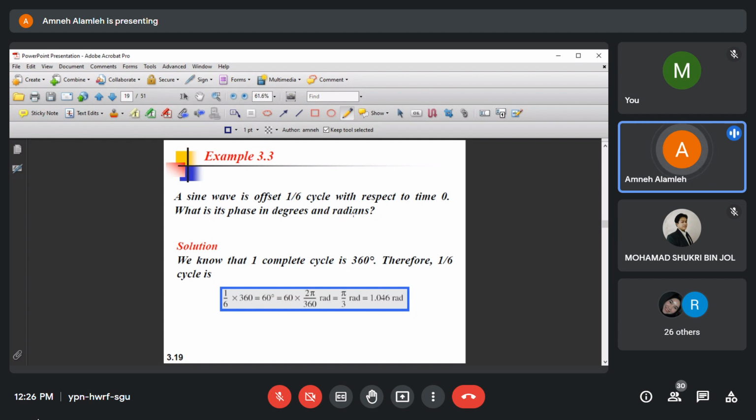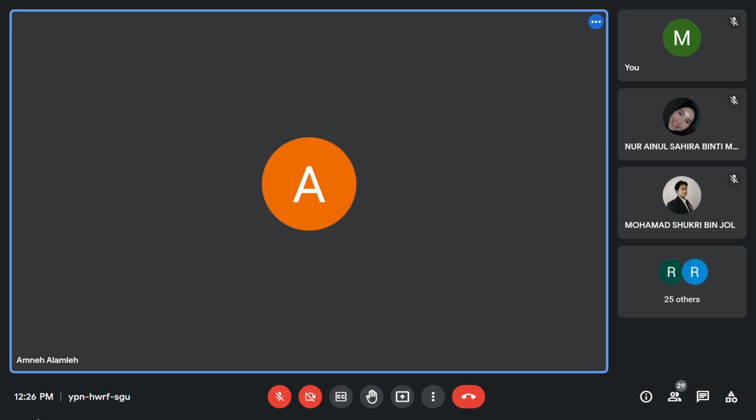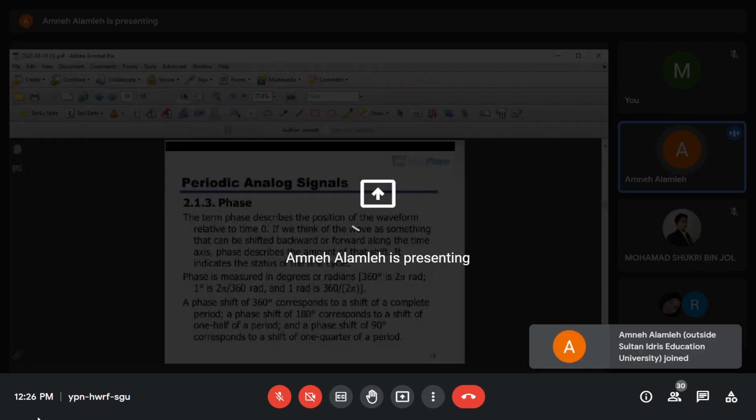What do we mean by radians? So let's stop here and learn what we mean by radians. It is another representation. I will share another slide which explains what we mean by radians.